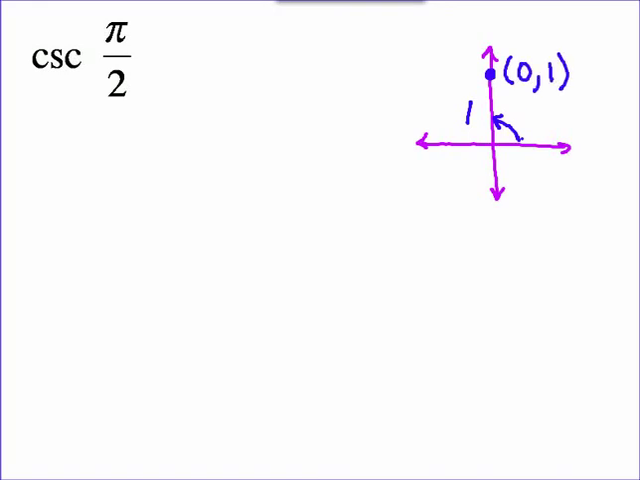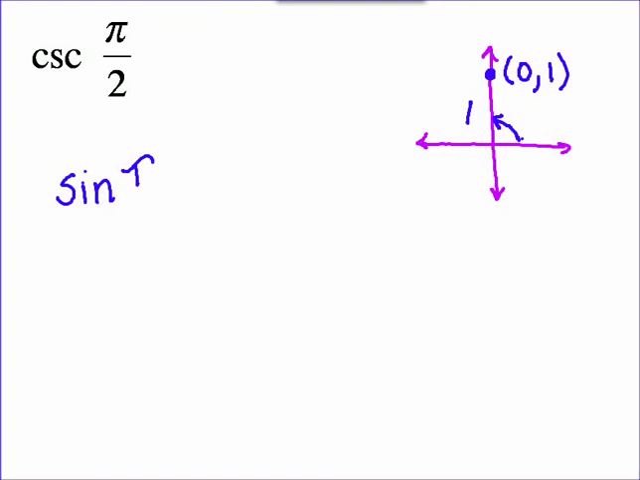Where's pi over 2? Oh, that's 90 degrees. Pi over 2 is 90 degrees. So I'm going to start drawing my graph. 90 degrees is where my angle is now. Here's 90 degrees. What is my distance from 0? 1. The coordinates of this point are what? 0, 1. So they want cosecant. It would be best to find sine, because I know that cosecant is the flip.